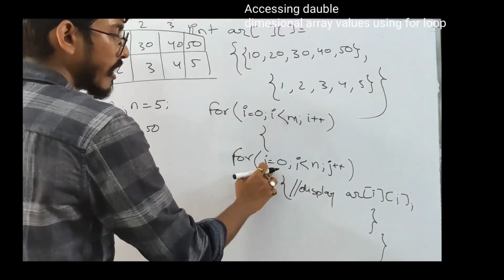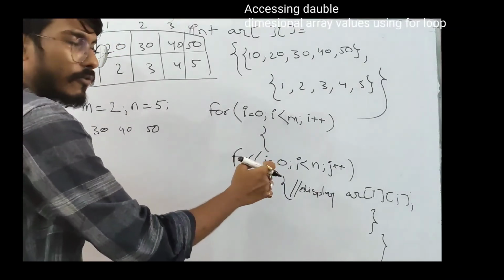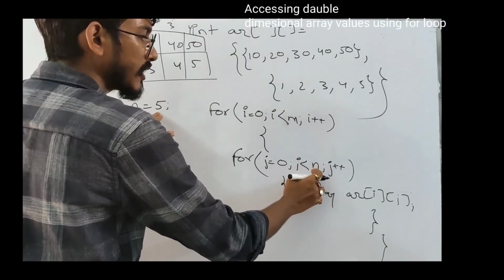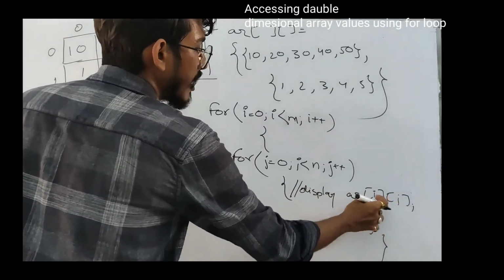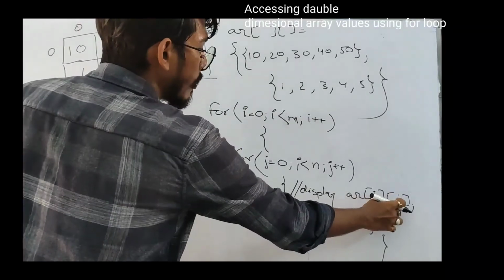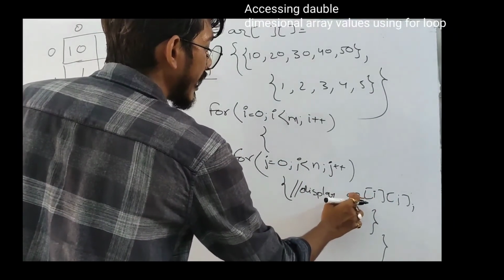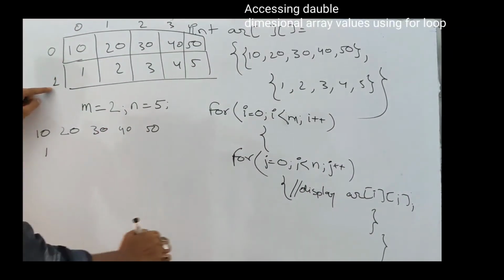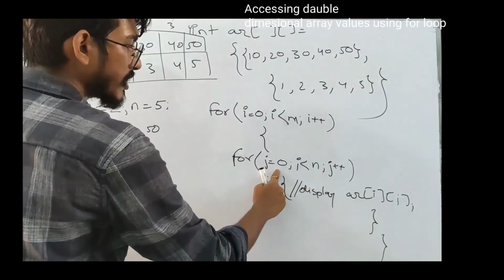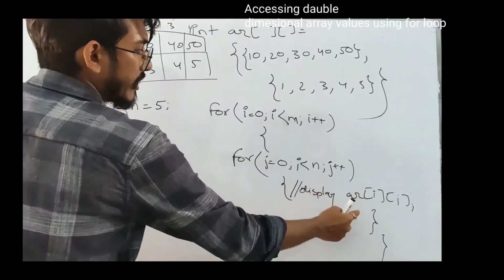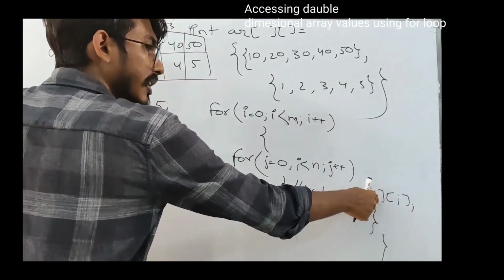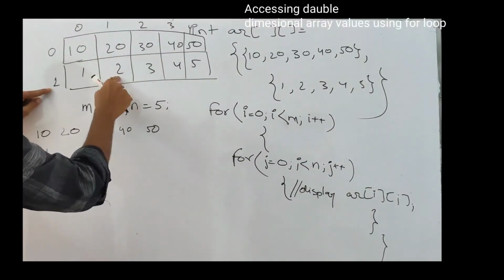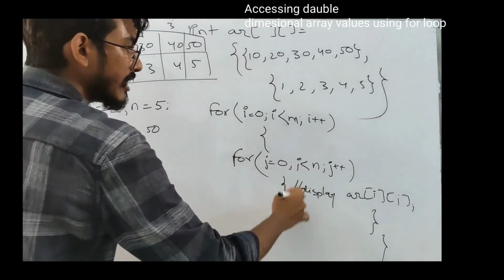And here again the value of j is 0. So 0 less than n, that is 0 less than 5, condition is satisfied. It is displaying here of ij. Now the value of i is 1 and the value of j is 0. So it is displaying here of 1,0. What is the value of 1,0? That is 1. Now again j is incremented. Now it is 1. 1 less than 5, satisfied. It is coming inside. Here of ij. i is still 1 and j is also 1. So here of 1,1. What is the value of 1,1? It is 2. Again j is incremented.